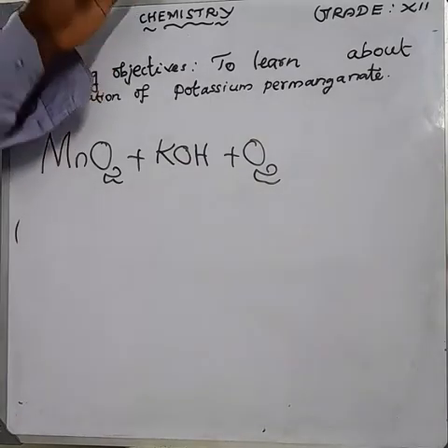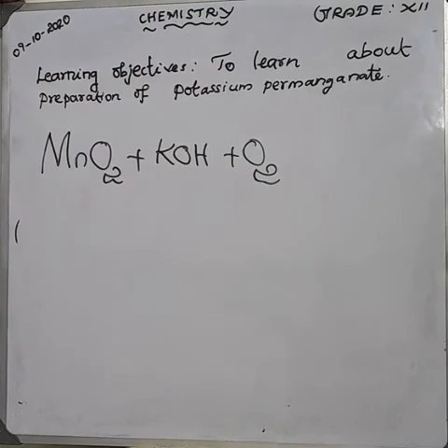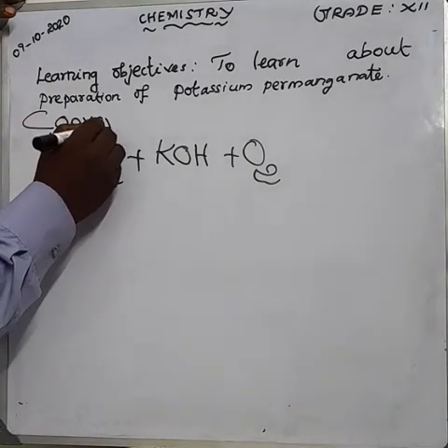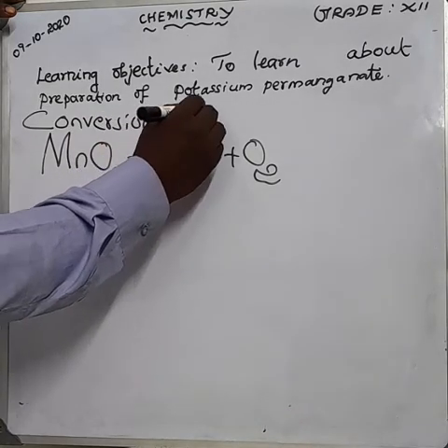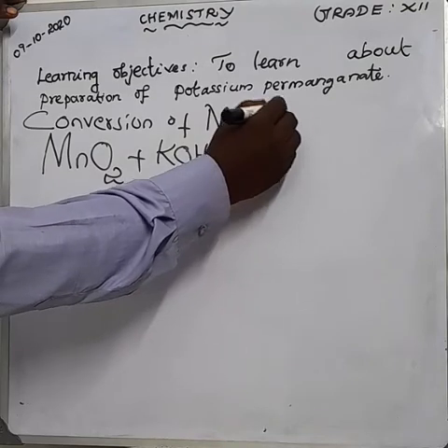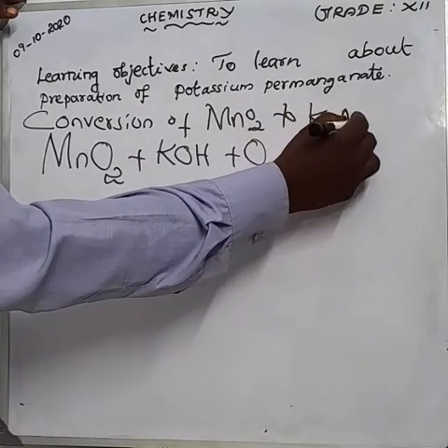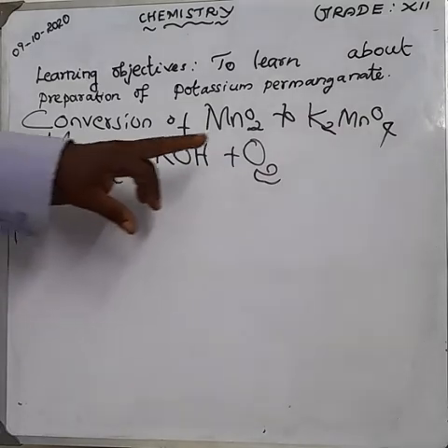Otherwise, we can use an oxidizing agent like KNO3. What is KNO3? Potassium nitrate. Another one we can use is potassium chlorate. These are the reagents we can use. Here, what is observed is that a green colored potassium manganate is formed. What is the first step? Conversion of MnO2 to potassium manganate, that is K2MnO4.